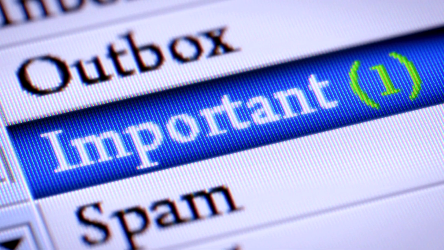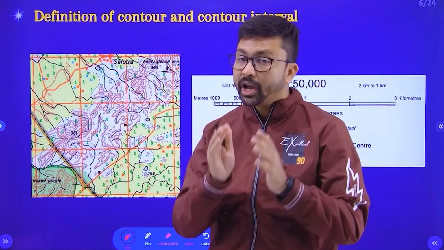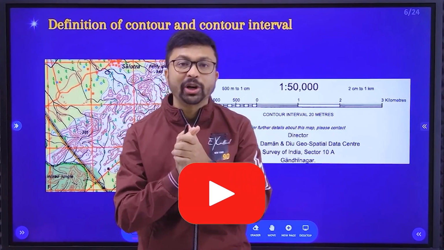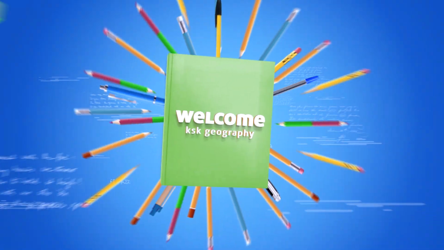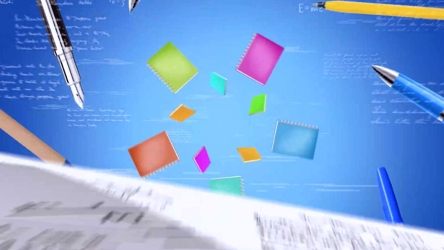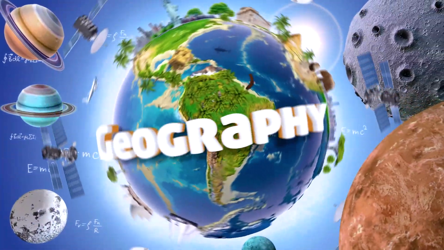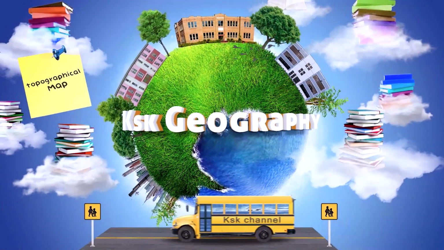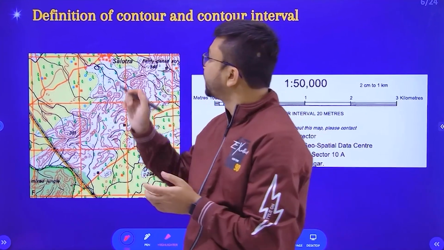As we are doing the topographical map, this is a very important part for your ICSE Geography. Why? As I said, this is the compulsory part. In my previous video, we discussed the 4-figure grid reference and 6-figure grid reference. And similarly, today we'll discuss the next important topic, that is contours.